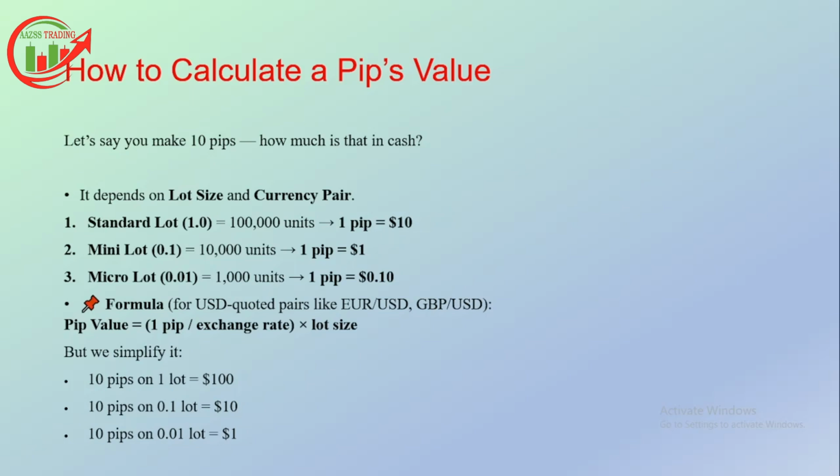So now, the formula for USD quoted pairs like EUR/USD, GBP/USD, this is just the calculation, but we simplify it. 10 pips on one lot is $100. It's not a big deal. You can take a screenshot of this to have in your archive. 10 pips on a one lot size is $100. 10 pips on a 0.1 lot is $10. 10 pips on a 0.01 lot, that's a micro lot, is $1.